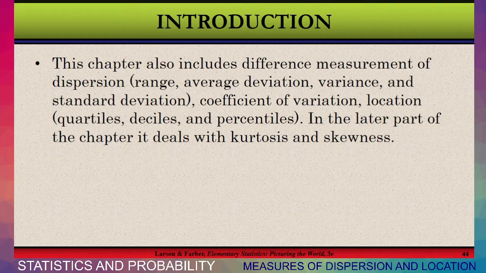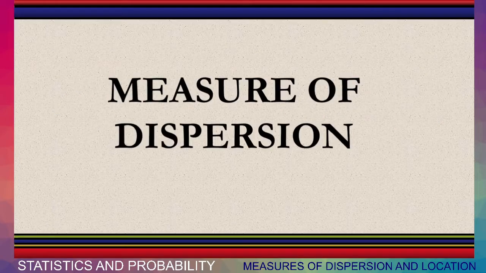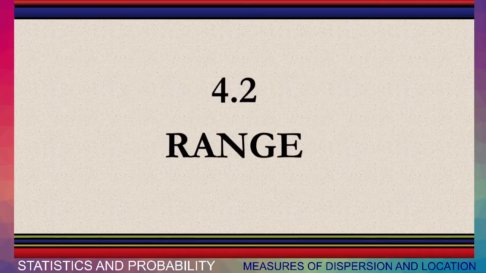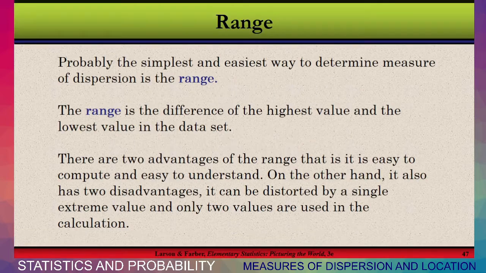So unahin natin si range. Okay? So, under ng measures of dispersion ay si range. So, ito naman ay na-discuss na natin last time. So, balikan lang natin. So, probably, the simplest and easy way to determine measure of dispersion is the range. So, pinakamadali daw to. So, the range is the difference of the highest value and the lowest value in the dataset.